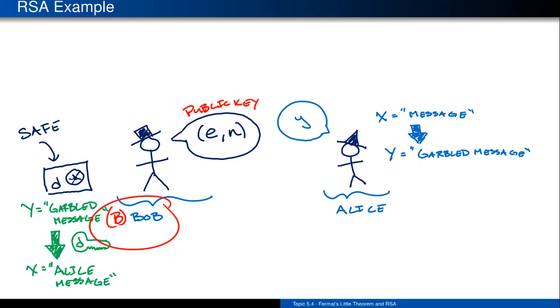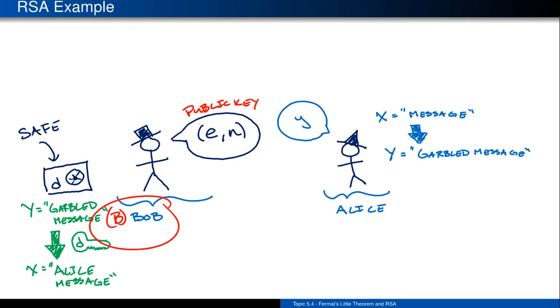It's Bob's goal to come up with some technique to tell the entire world how they can send a message to Bob. He wants to say, okay, if you want to send me a message, do a bunch of stuff and send that message to me. I'm going to do it in such a way that I'm the only person who knows how to decode whatever message you just sent me. So he's going to have to make some information publicly available.